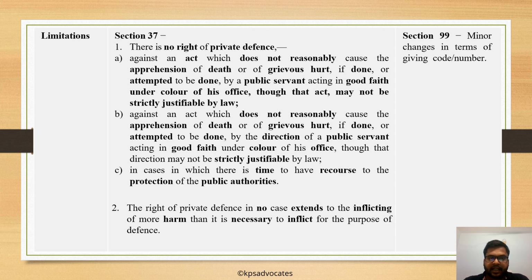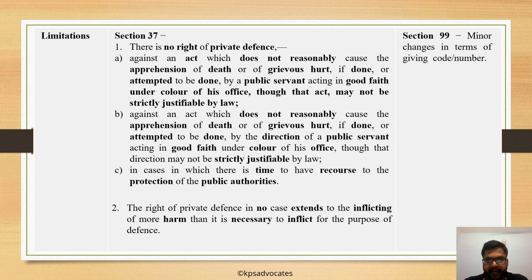Limitation. Section 37 talks about the limitations of the right to private defense. Under clause A of subsection 1, it says: against an act which does not reasonably cause the apprehension of death or of grievous hurt, if done or attempted to be done by a public servant acting in good faith under color of his office, though that act may not be strictly justifiable by law.